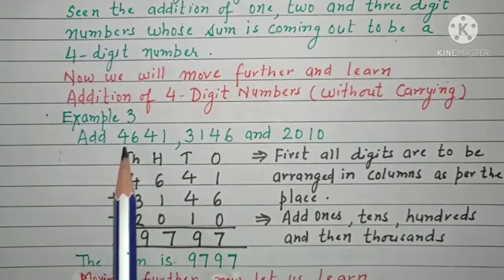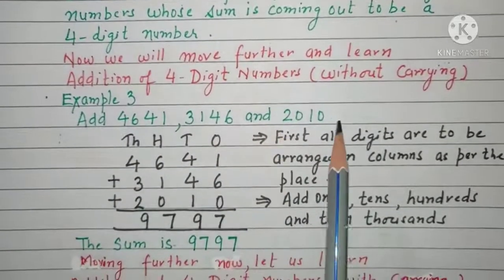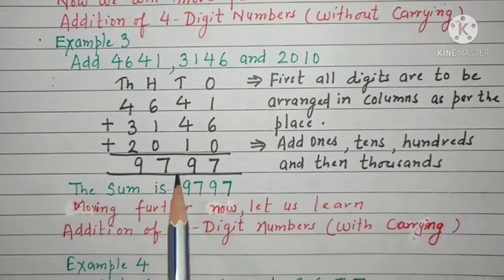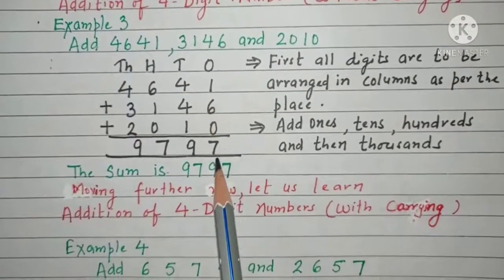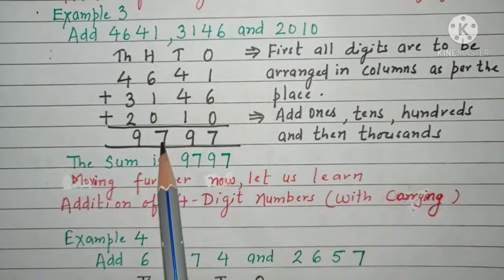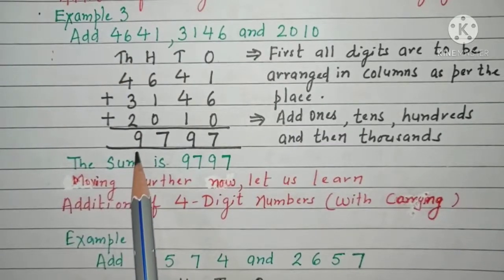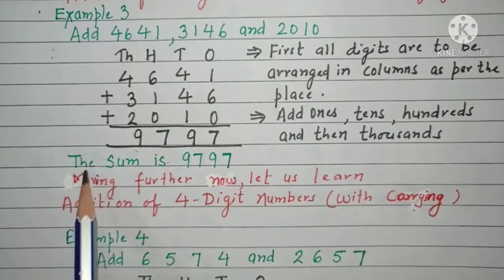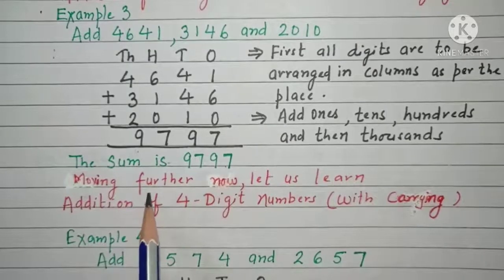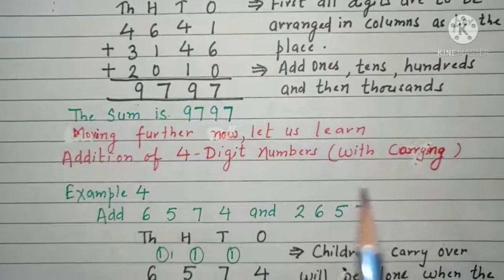The 4-digit numbers are 4641, 3146 and 2010. So first of all, as you know, we have to arrange all the digits as per their place. Then add ones. 6 plus 1 is 7. Then add the tens place. Then add the hundreds place. And then add the thousands place. There is no carryover. It's very simple to add as per the columns. And the sum is 9797.